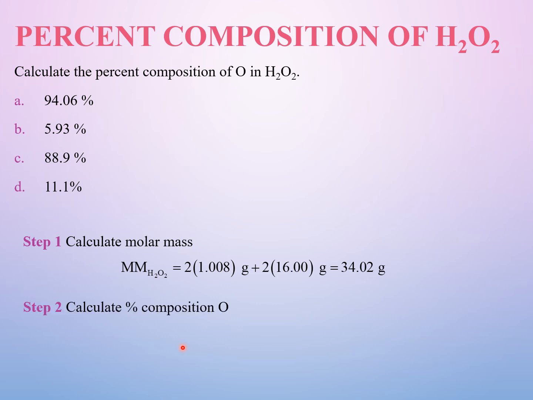And then we want to find the percent composition of O. So you put the mass of O on the top, which is 2 times 16, and then you divide by 34.02, times 100, and you get a mass percent of 94.06% oxygen, which is A.